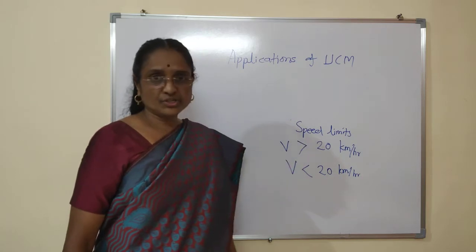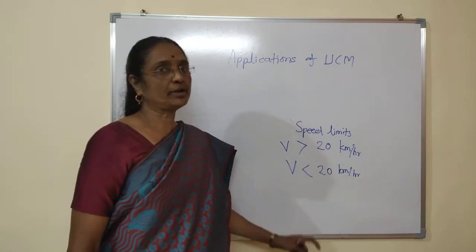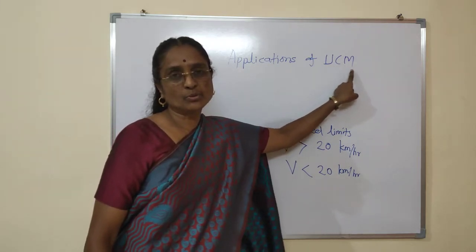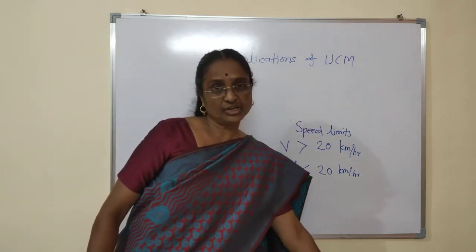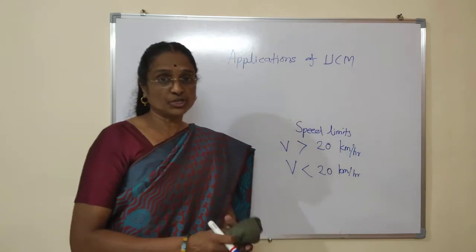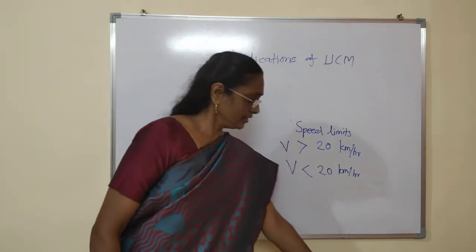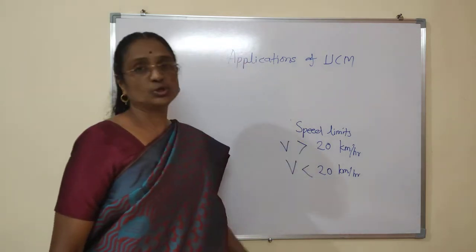These speed limits can be obtained by using the theory of uniform circular motion and considering various forces. So our first application is related to speed limit.